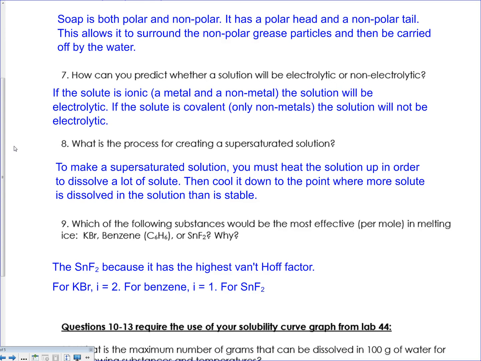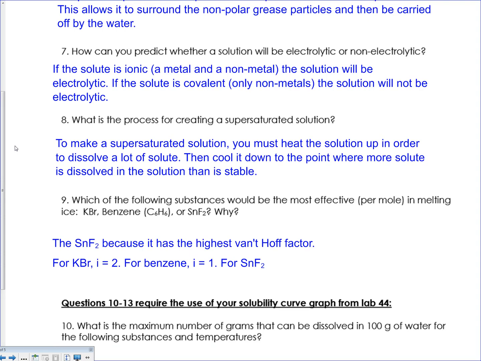Electrolytes are generally made of ionic substances, so you have to identify that the solute is ionic, which means it has a metal and a nonmetal. And so if it's something like sodium chloride or calcium chloride or sodium nitrate, any ionic substance, and you've got it dissolved, it's going to be an electrolytic solution. If it's two nonmetals, like glucose sugar or sucrose sugar, it's a covalent molecule, then it's going to be non-electrolytic.